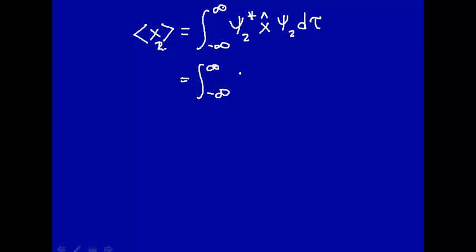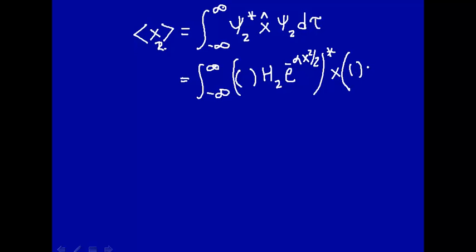for the harmonic oscillator? It was a bunch of constants times the Hermite polynomial, and we're doing the n equal 2 state, so it'll be the second order Hermite polynomial, e to the minus alpha x squared over 2, those are constants, complex conjugate, times the position operator, which just multiplies by x, times, again, those constants, the Hermite polynomial, e to the minus alpha x squared over 2. All right, and this was the Hermite polynomial for n equal 2.